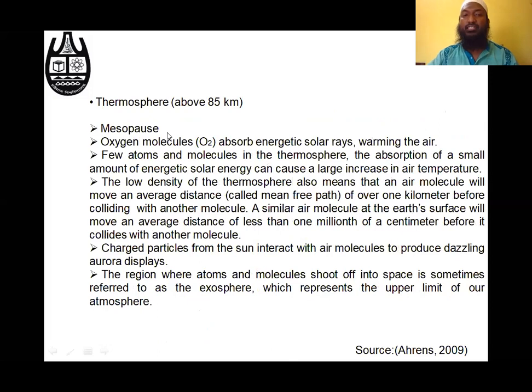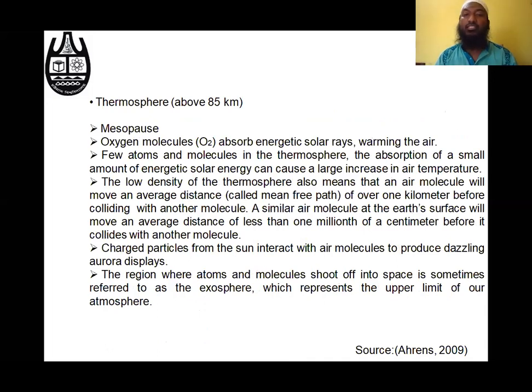After 85 kilometers, in the mesosphere, oxygen molecules are more abundant. More means not the concentration, but more compared to other types of gases. That oxygen causes warming up, so in the mesosphere it again increases the temperature.